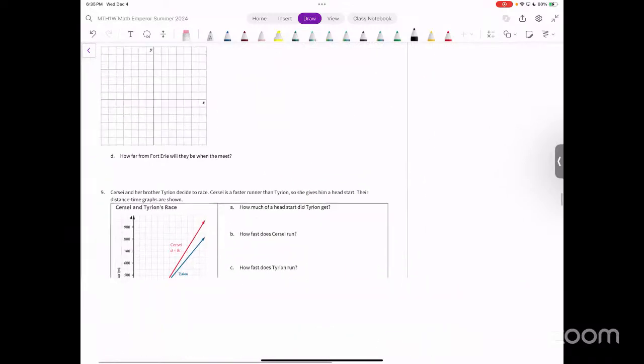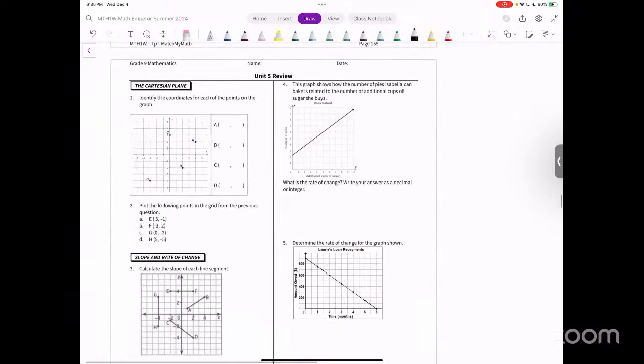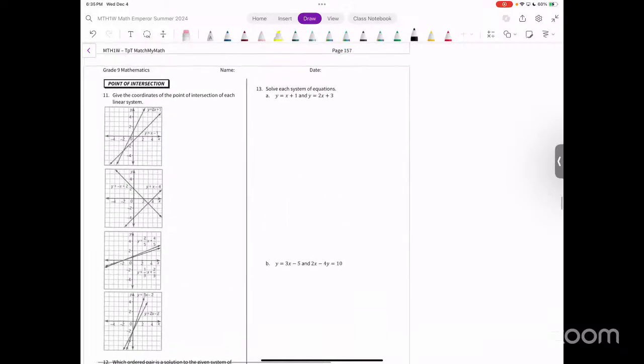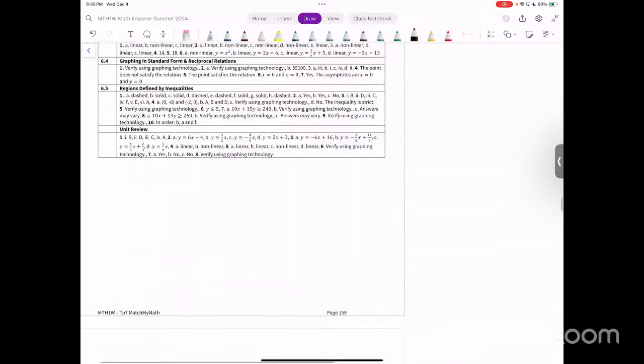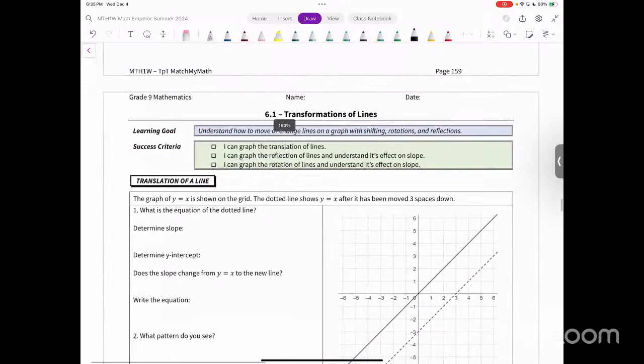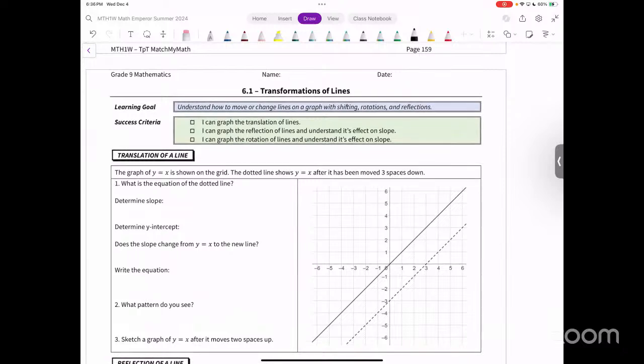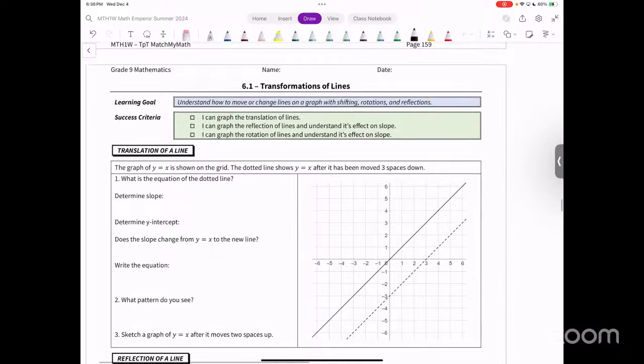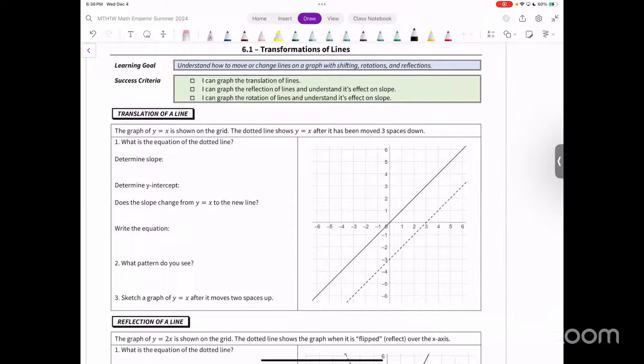Today we're going to move back to this topic. You've got a good exercise to practice. So we're going to move back to transformation of lines, understanding how to change lines on the graph with shifting, rotation, reflection. Let's go back to a simple question here. The graph of y is equal to x is shown on the grid. The dotted line has been moved 3 spaces below. If you can see, if I move this line 3 spaces below, I get the dotted line. Is everyone seeing the picture?